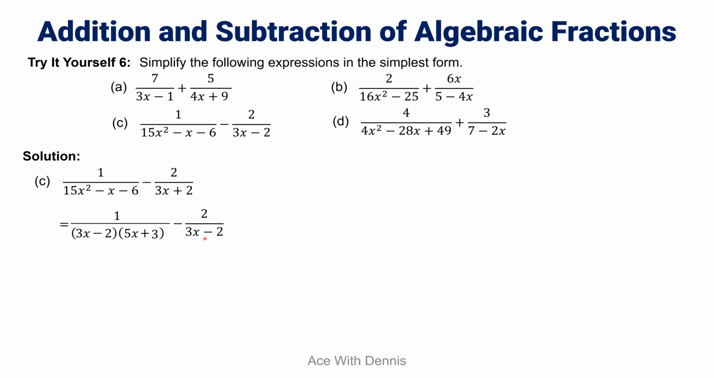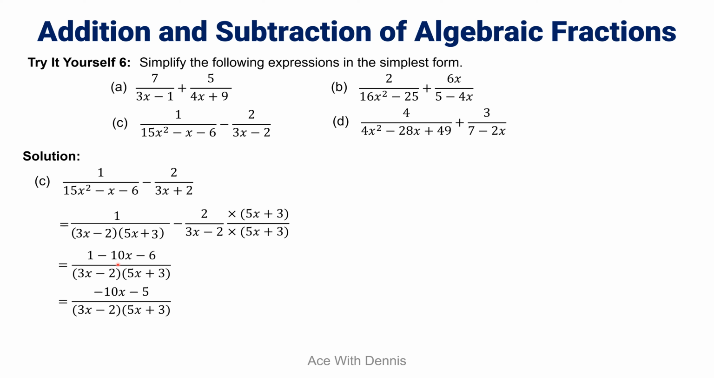So from here, we compare these two fractions. The LCM for these two fractions will be (3x minus 2) times (5x plus 3). So we multiply the 5x plus 3 at the top and the bottom for the second fraction, then expand. So it becomes 1 minus, so 2 times 5x becomes 10x. Negative 2 times 3, I get minus 6. Alright, so the bottom just copy down. Then combine these two, negative 10x. And then 1 minus 6, I'll get negative 5 here.